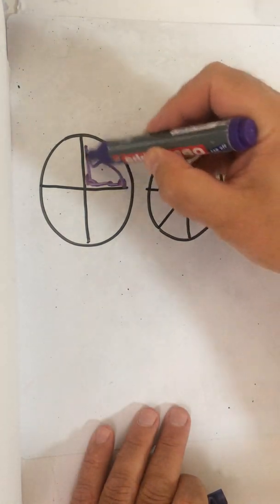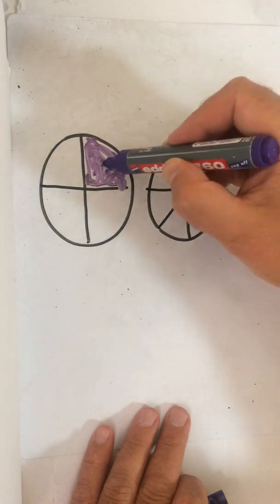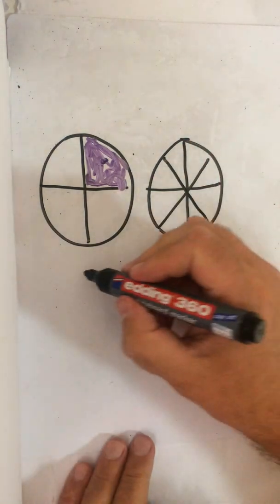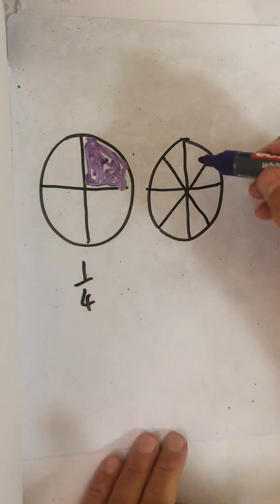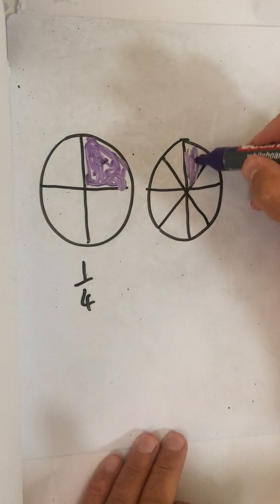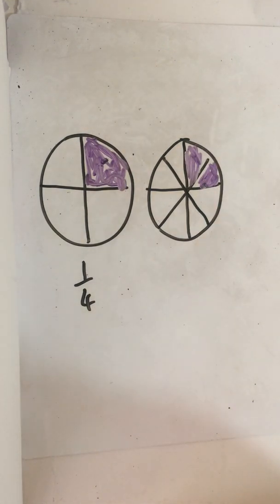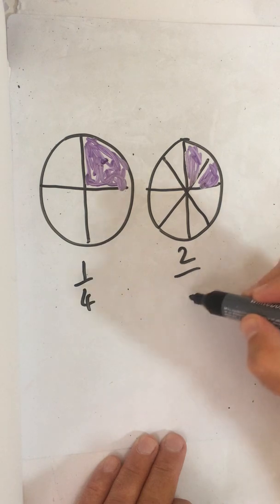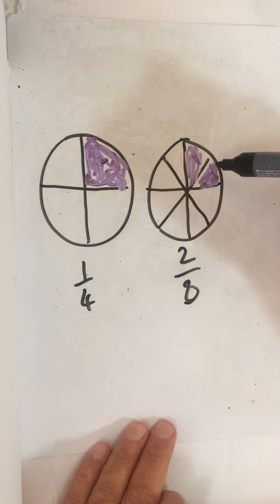So here we have a pizza, okay? 1/4 of that pizza is shaded in, isn't it? One part out of 4 altogether. And then if I shade the same amount on this pizza, you can see in this case 2 parts have been shaded. 2 parts out of 1, 2, 3, 4, 5, 6, 7, 8 in total, isn't it? So they are equivalent. You've eaten the same amount of pizza on both.